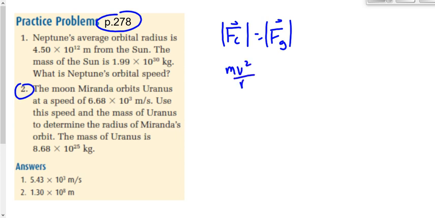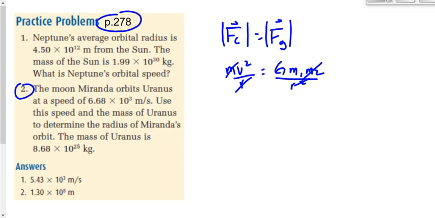We'd say mv squared over r is equal to G times m1 times m2 over r squared. R's cancel. One of the m's cancel as well. Which m is it that cancels? We've got the mass of the satellite, and then we've got the mass of the central body. Remember what the central body is? The thing that is revolved around here. In this case, the central body would be the planet.